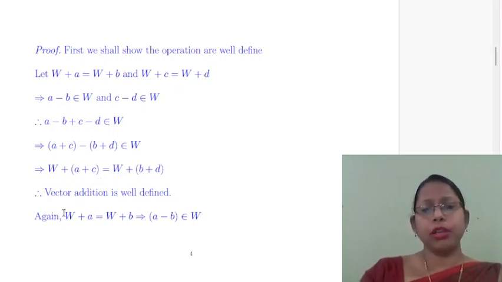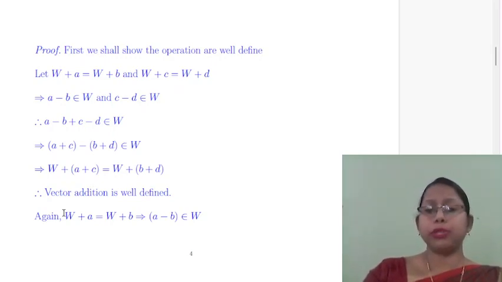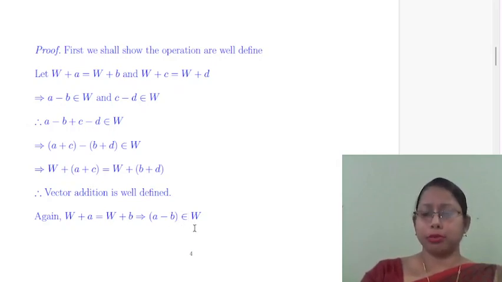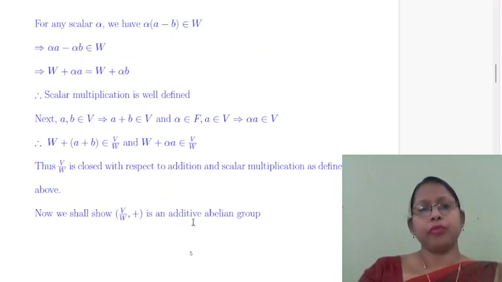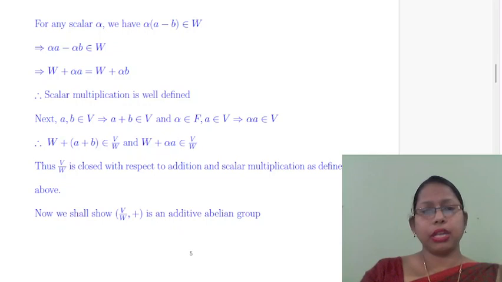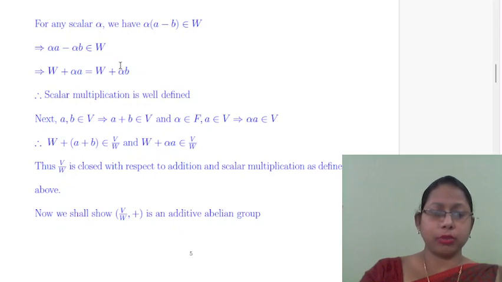Next, we are going to show that scalar multiplication in V/W is well defined, for which we consider W + A = W + B. By using the property of quotient, A - B belongs to W. For any scalar alpha, we have alpha (A - B) belongs to W. Then using the properties of vector space, as alpha belongs to F and A, B belong to V, so alpha A - alpha B belongs to W. Again, using the property of quotient, I will get W + alpha A = W + alpha B. Therefore, scalar multiplication is well defined.